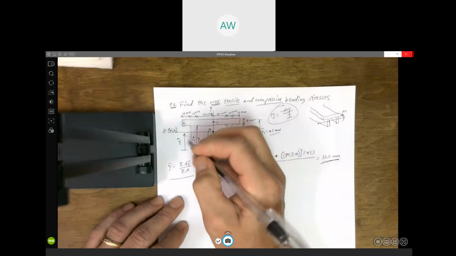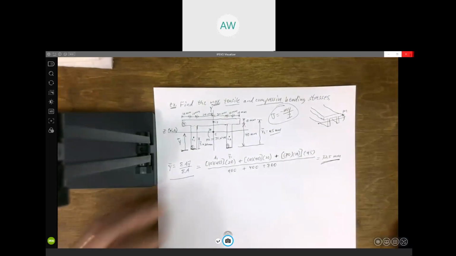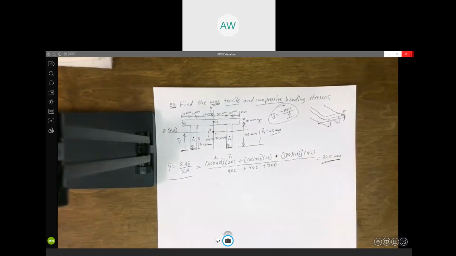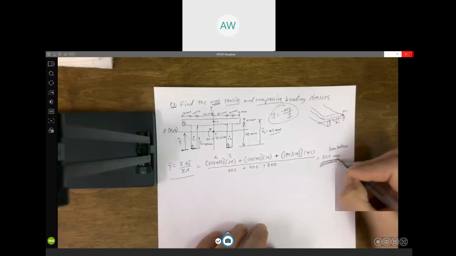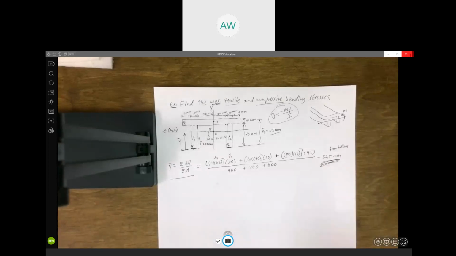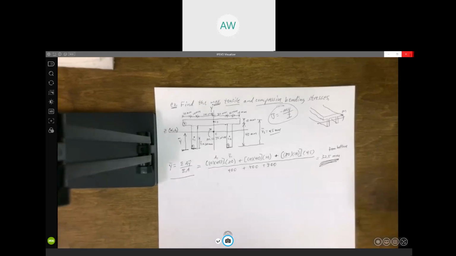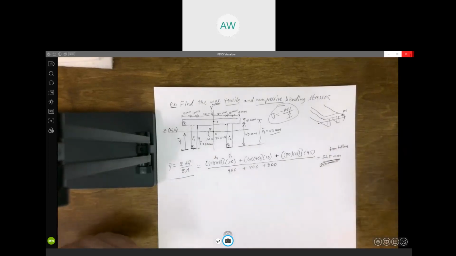So that is calculated from the bottom. If you want to do it from the top, you can. It doesn't matter. We just need to know where it's located from one or the other, because if we know one, we can get the other. So this would be from the bottom. That's where the centroid is located. That's where my neutral axis is. Any question how we calculated the neutral axis location?